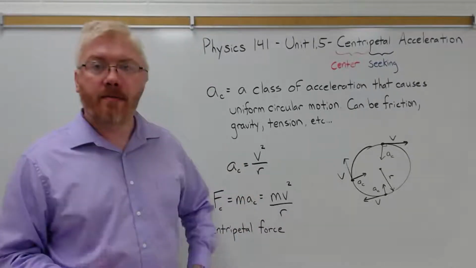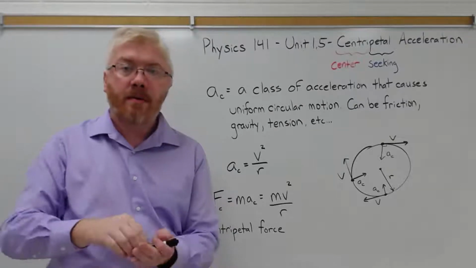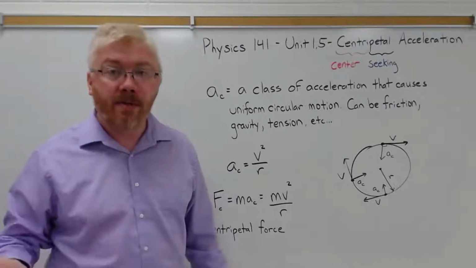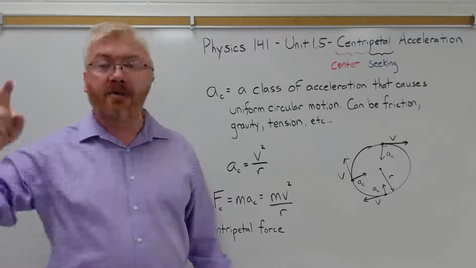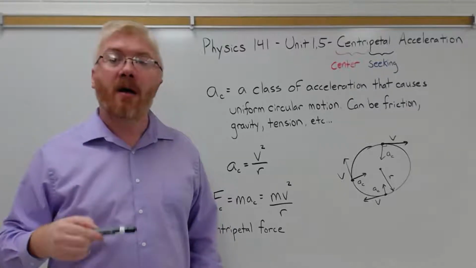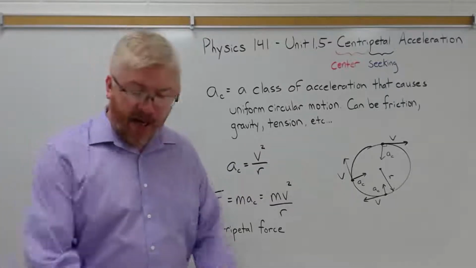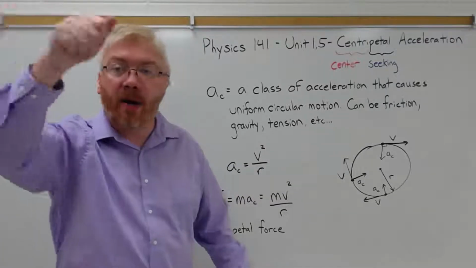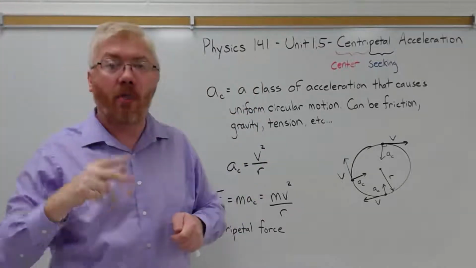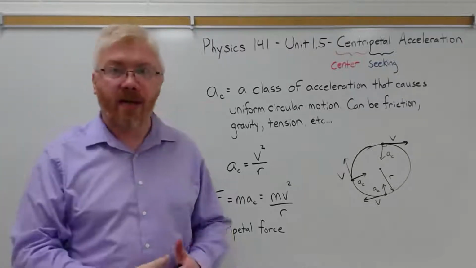Gravity, right? Dropping straight down is not centripetal. This is not uniform circular motion. But the moon going around the Earth is. The astronauts in the space station going around the Earth, that is a uniform circular motion caused by gravity. Tension. You take a rock, tie a rope around it, and swing it around your head. That's uniform circular motion caused by the tension in the rope. Cut the rope, the rock isn't going to keep on orbiting your head. It's going to fly off in a straight line.